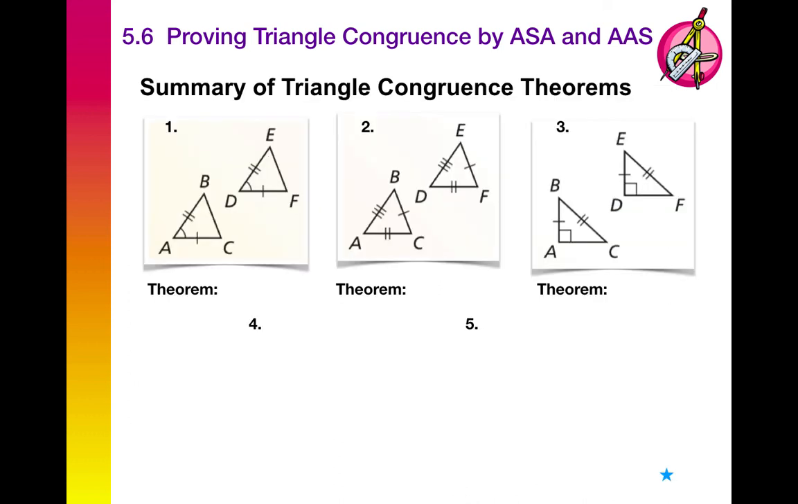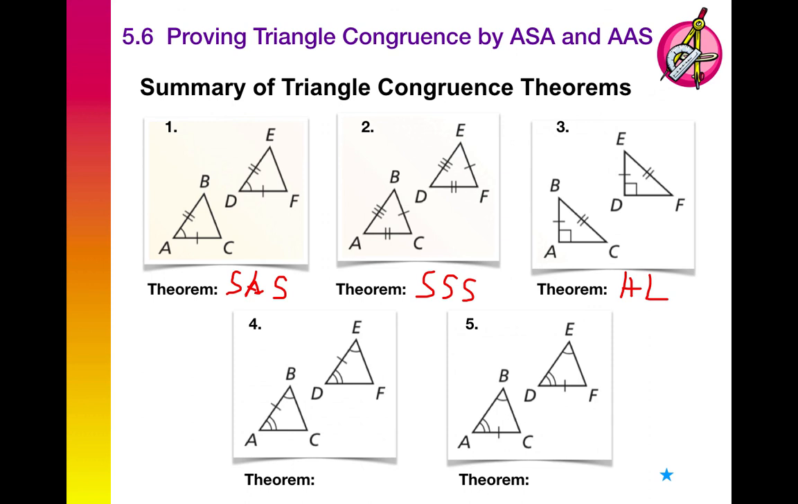So let's just summarize some of the theorems that we have. We've got side angle side. We have side side side. We've got hypotenuse leg of two right triangles. We also have angle side angle. And then we have angle angle side.